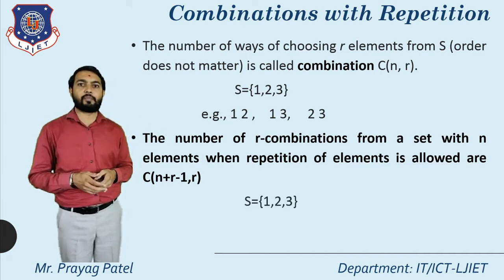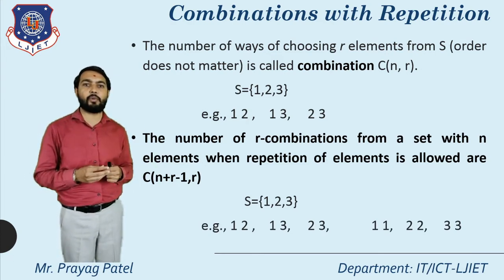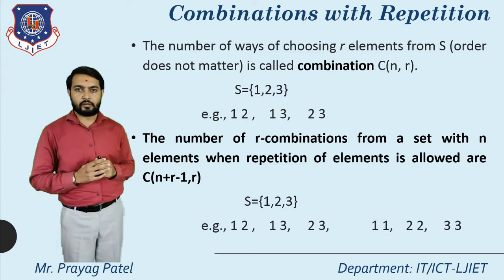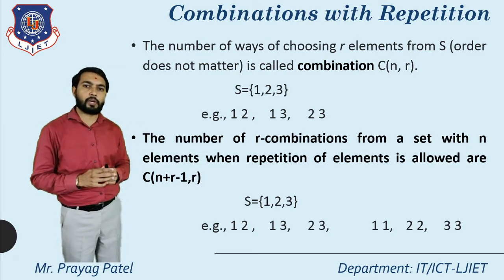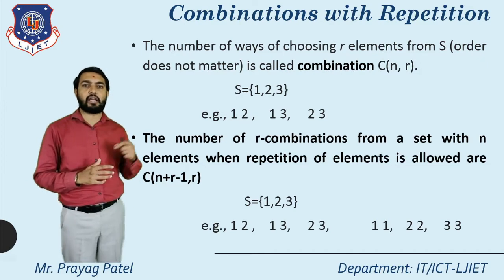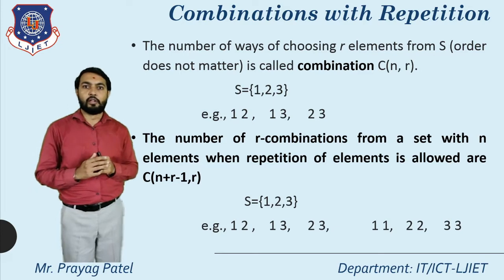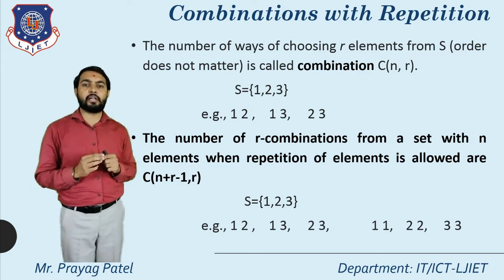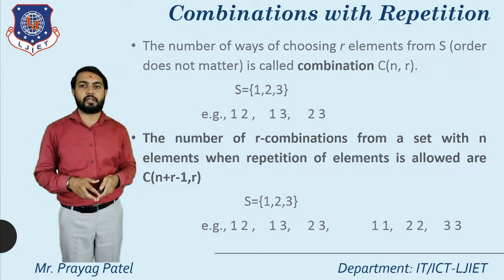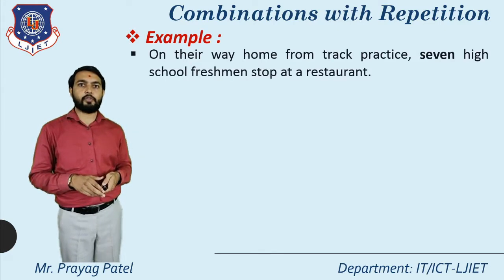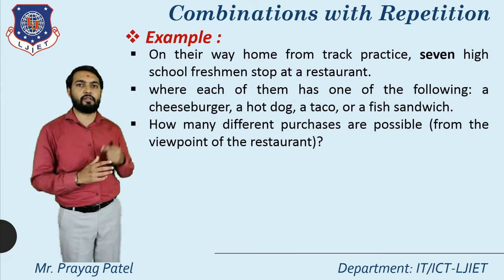For example, the given set is 1 2 3. What are the different combinations possible with repetition? 1 2, 1 3, 2 3 are already available according to without repetition. Now using repetition we can add three new ones: 1 1, 2 2 and 3 3. So it is called combination with repetition. Using this example we can understand how to apply the combination with repetition.